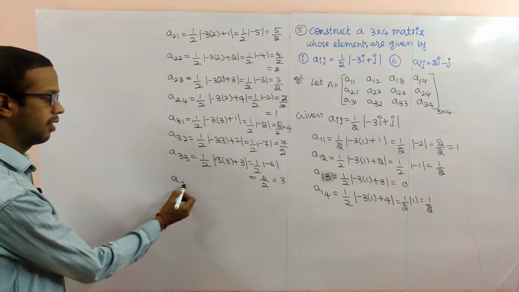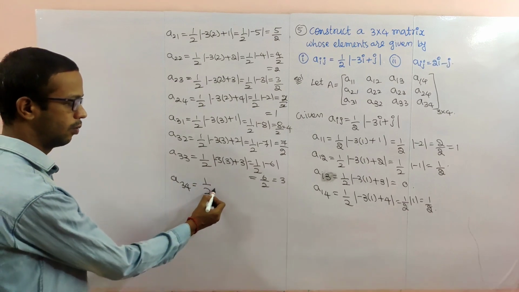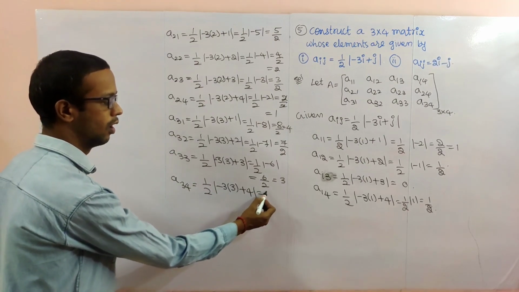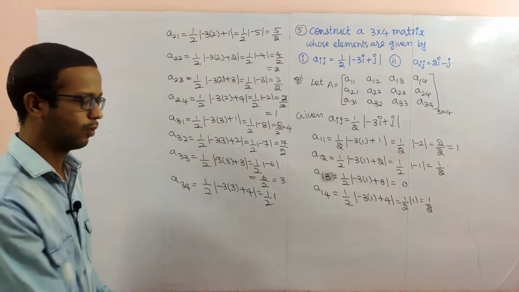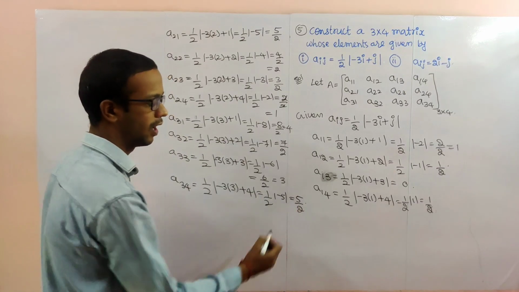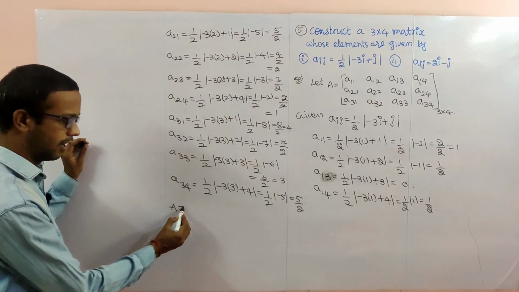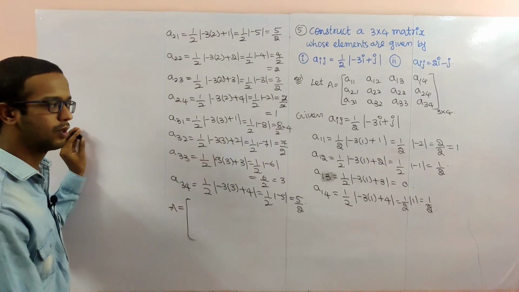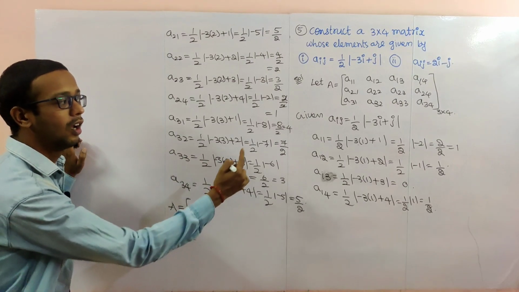Next A34: 1 by 2 mod minus 3 into 3 plus 4. The answer is mod minus 9 plus 4, minus 5. Minus 5 is nothing but 5, so 5 by 2. So the required matrix A is: all values we have to substitute here. The proper way we have to write is very, very important.